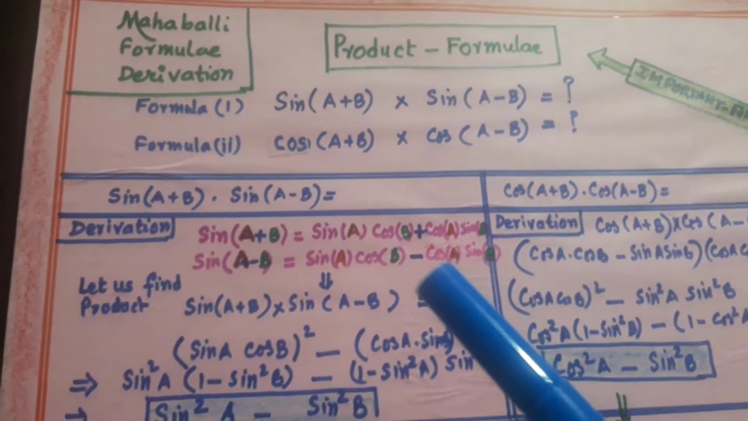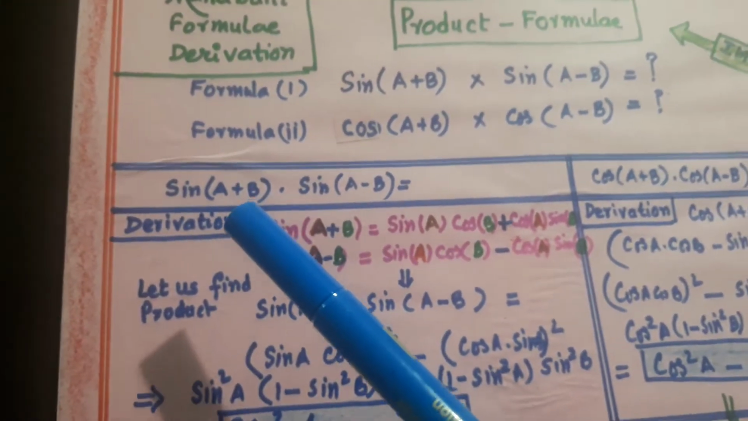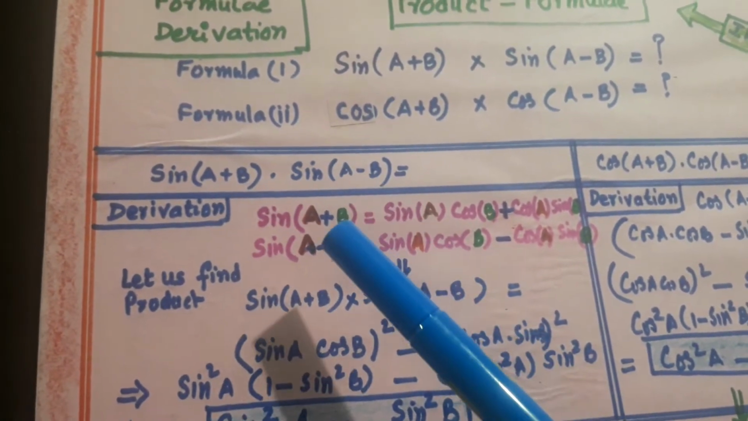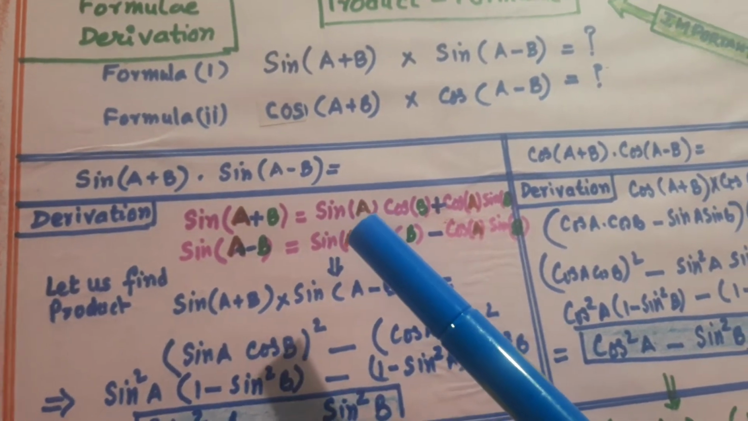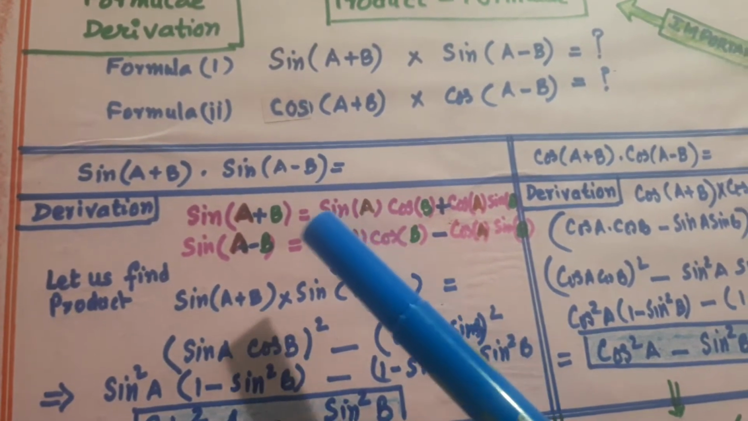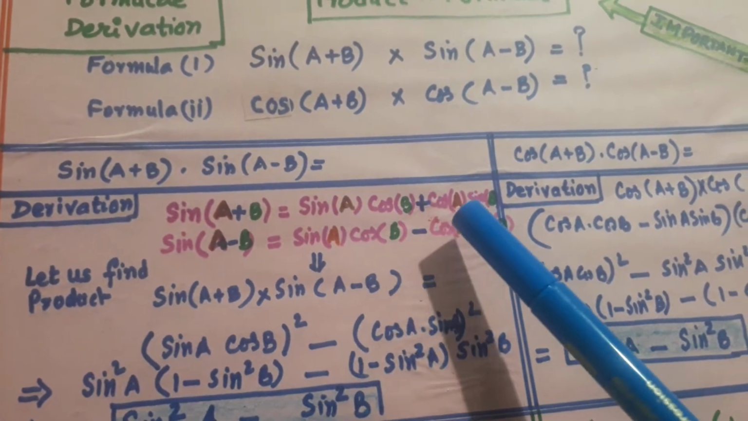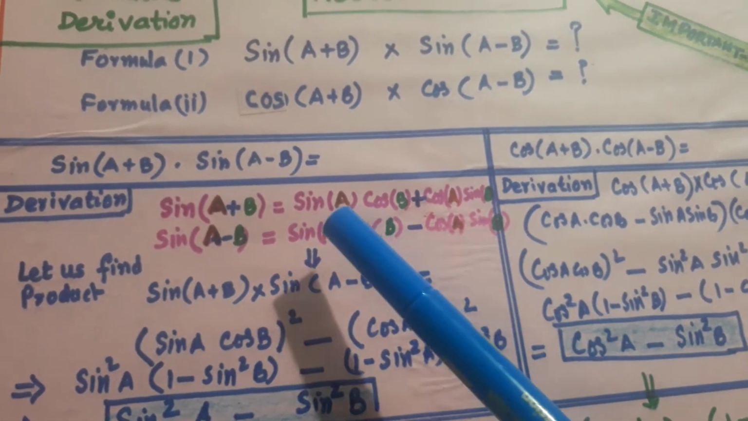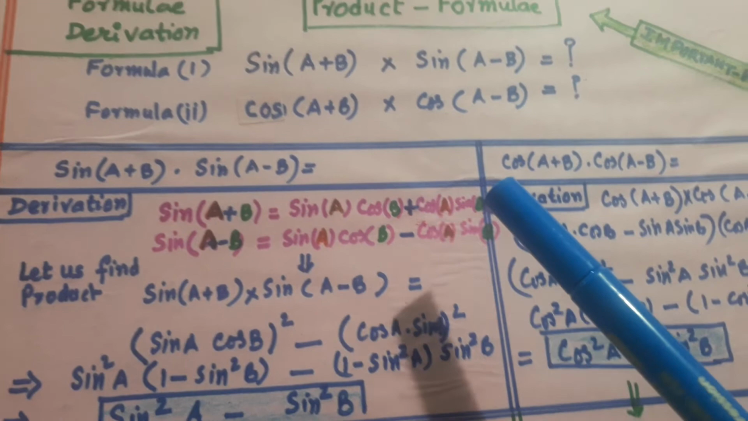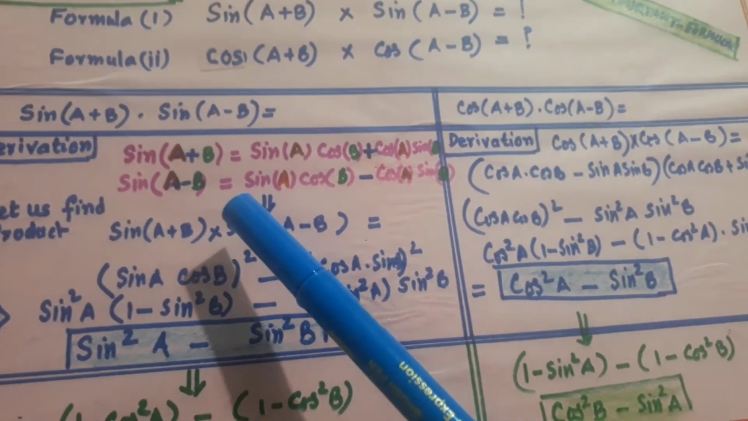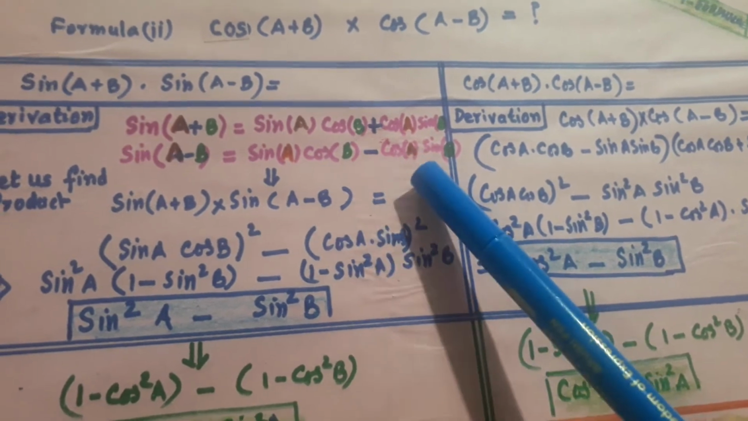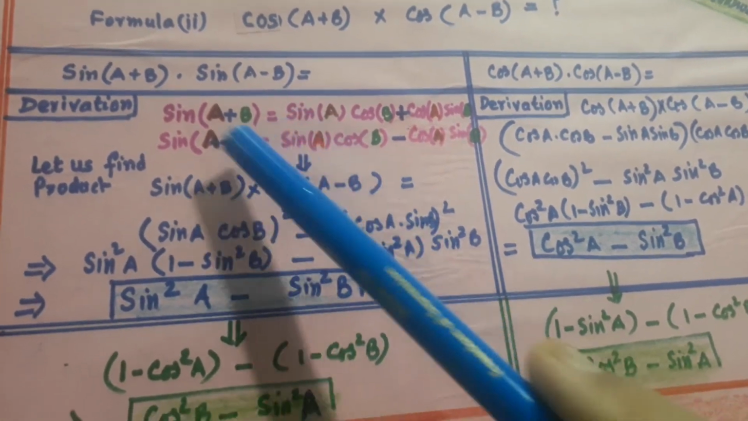Now, sin A plus B into sin A minus B. This is sin A plus B, which I called the Mahaballi formula. Sin A cos B plus cos A sin B. सारे अच्छे, कुछ बुरे, कुछ अच्छे, सारे बुरे. That I told you. Sin A minus B is sin A cos B minus cos A sin B. Let us make the product of these.